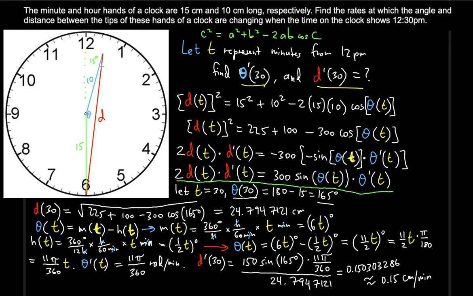Because as we get closer to 1 p.m., you know that there will be a point at which the hands of a clock will be at a straight line segment, right? So they will be basically the d. So the distance between the tips is increasing really slowly at the moment when it's 12:30 p.m., right? And as you can see, it's really, really small, only 0.15 centimeters per minute.